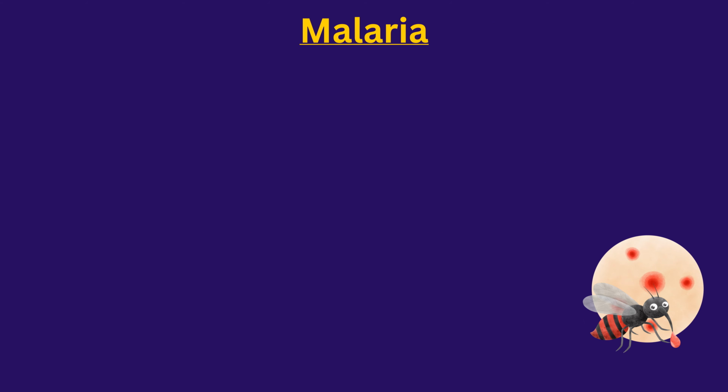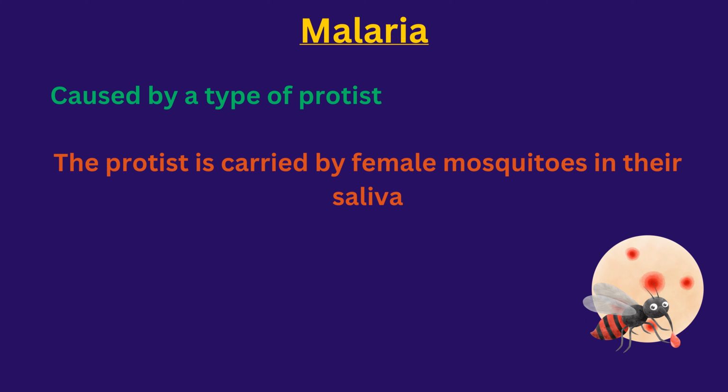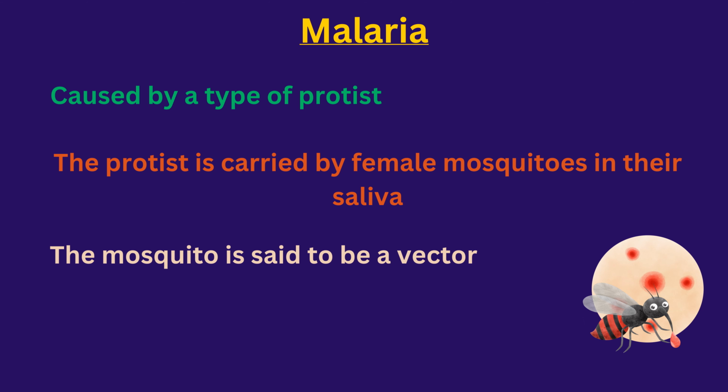Next disease, malaria. Malaria is caused by a type of pathogen that is called a protist. The protist is carried by female mosquitoes in their saliva. The mosquito is said to be a vector, so the mosquito is not causing the disease, it is carrying the thing that caused the disease. So the mosquito is said to be a vector. Right? You can write down this definition for vector. Vectors transmit pathogens.